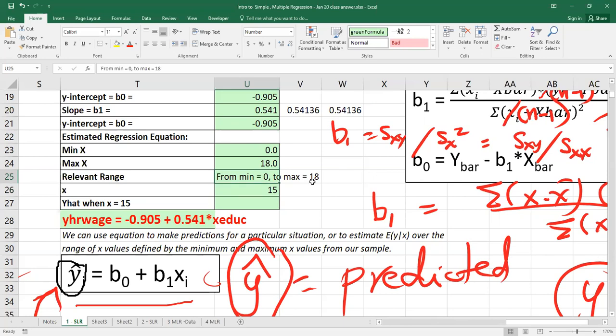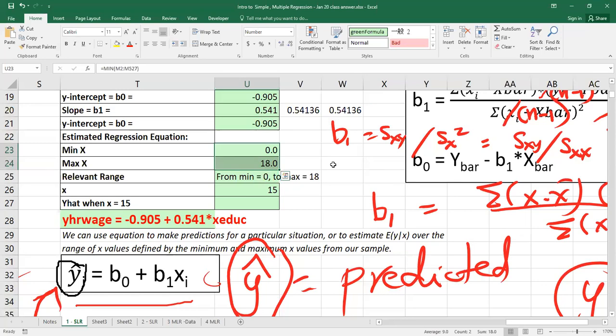So we cannot use this model in order to predict what will be the hourly wage when education is equal to, kunyari, 50 or 60. If education is equal to 60, what will be the hourly wage? Oh, masyado na malayo yan, guys, sa relevant range. Kaya hindi natin pwedeng gamitin yon, kasi hindi natin alam how X will behave if it's way beyond yung 0 to 18, yung relevant range natin.